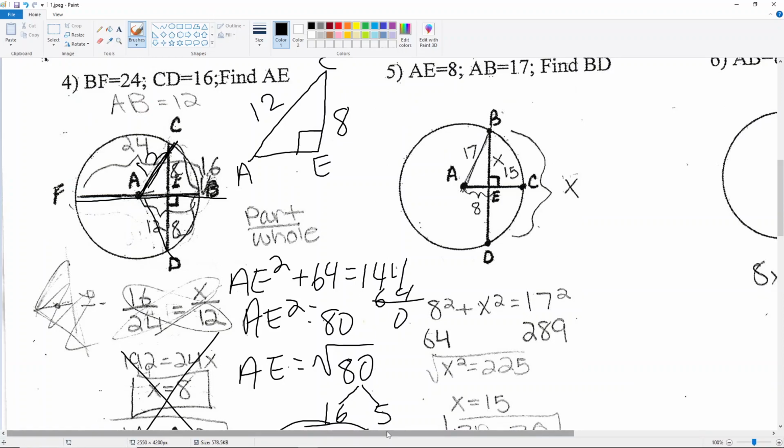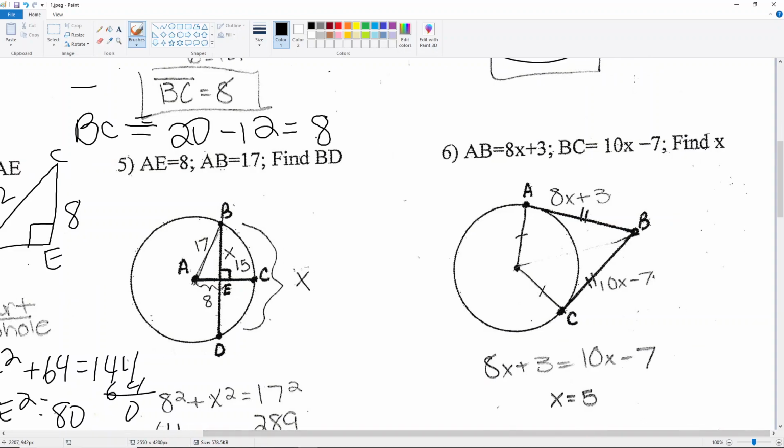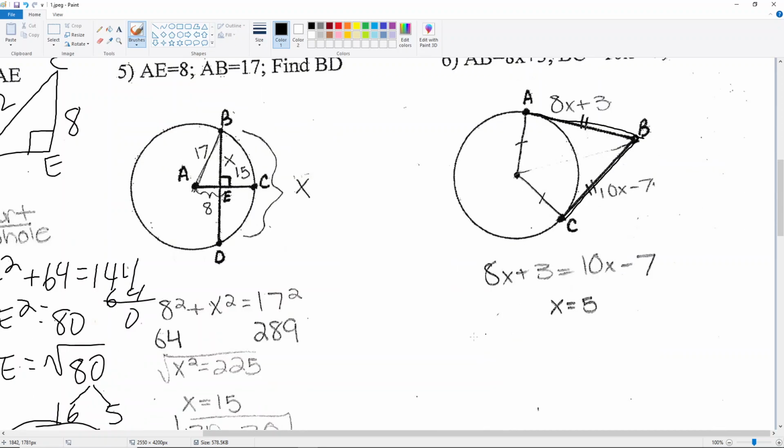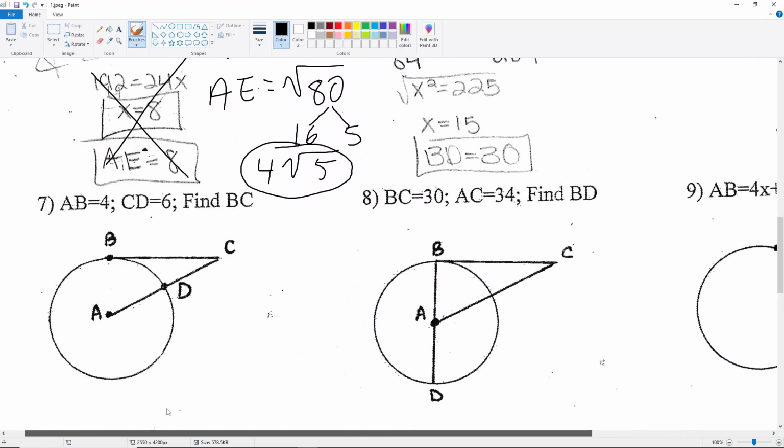I've lost sight of my little arrow here. Okay, this one. I believe you have this one right, number 6. These are two tangents that both go to the same point, so the two tangents are equal. 8x plus 3 equals 10x minus 7. Then 2x equals 10, x equals 5. You got it. All right, onward and upward.